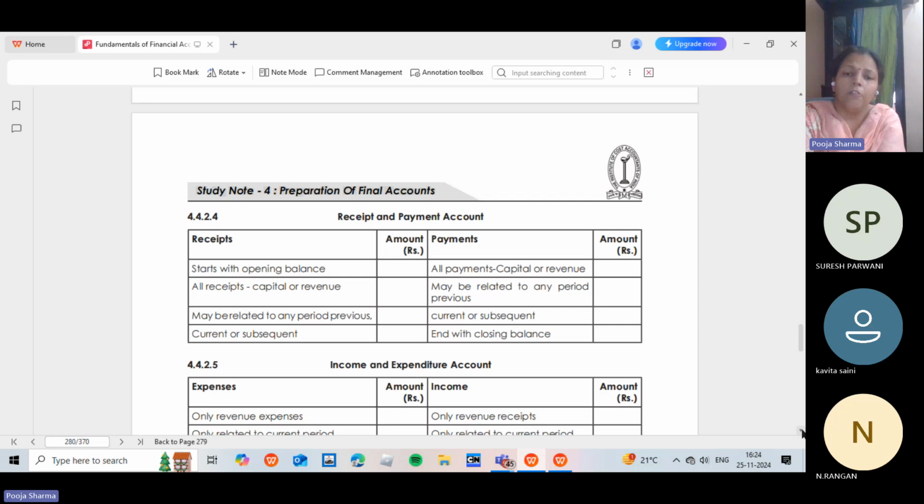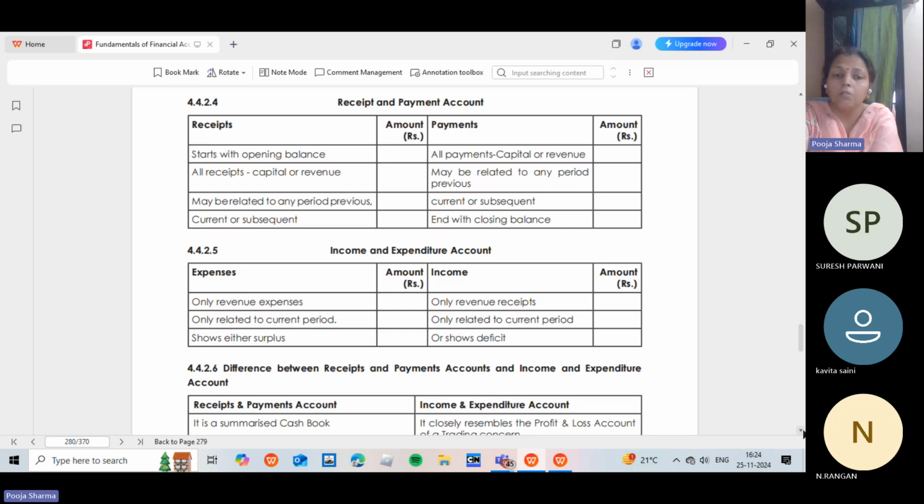All the payments we have made, whether in the last year, current year or next year, may be related to the current or subsequent period, and then the closing balance. That's it. So it is very easy to prepare a receipt and payment account. But with the income and expenditure account, we have to make some adjustment for the subscription. It may be outstanding or prepaid. So be careful while preparing income and expenditure, especially for the adjustment of subscription.